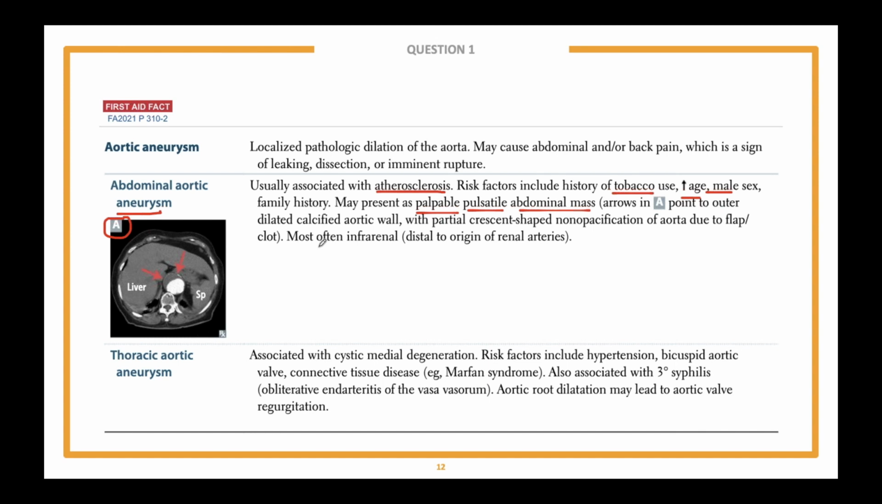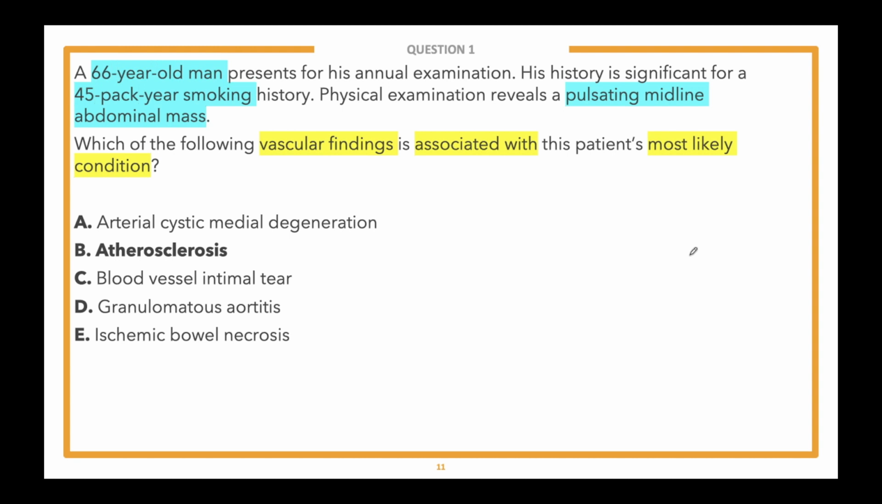Now, if you look on the row below that, you can see a thoracic aortic aneurysm is associated with cystic medial degeneration, which is maybe what some of you selected as well. But that's a little bit higher up, obviously, and associated with other risk factors. This is specifically getting at an abdominal aortic aneurysm. So let's take a look back at our vignette. And obviously you can see that the physical exam says the pulsating mass is abdominal as well. So that really should be cluing you in to an abdominal aortic aneurysm.